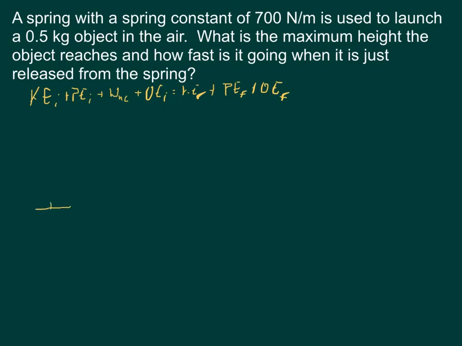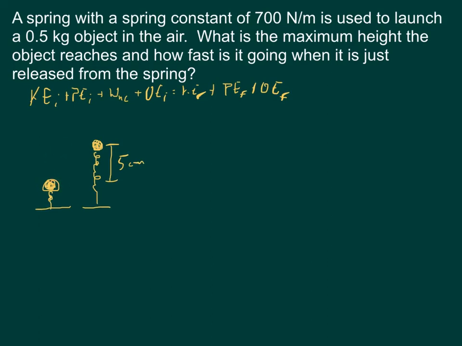So we have our spring that's compressed and our object on top of it, let's say it's a ball, being launched up in the air. And then when it's just uncompressed, when it's just released from the spring, we're going to have something like that. If we said we compressed it by 5 centimeters, then that means there's a 5 centimeter difference in height between this point and this point.